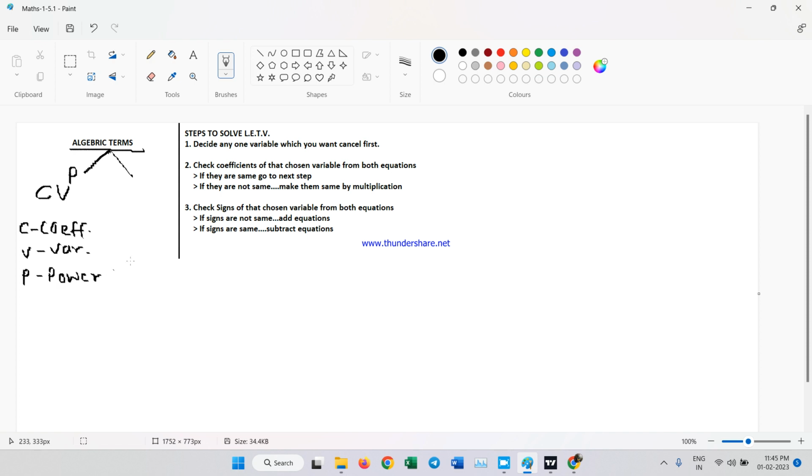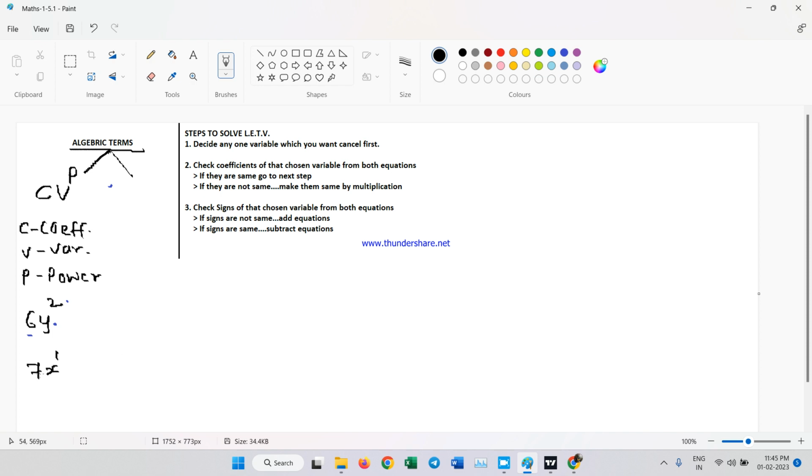So I will quickly give you some examples of this type of algebraic term. If I am writing 6y square, that means here the 6 is my coefficient, y is my variable, and 2 is my power. Okay, now suppose I write 7x, so here the 7 is the coefficient, x is the variable, and there is nothing written at the place of power, so by default I will accept it as 1.